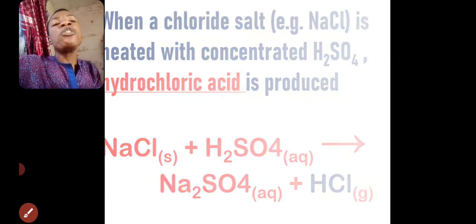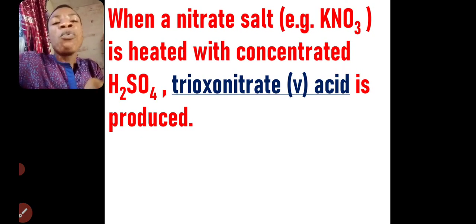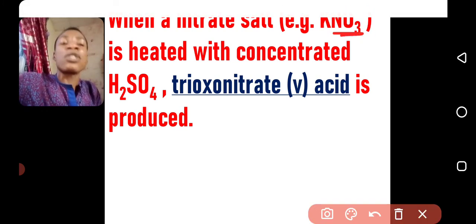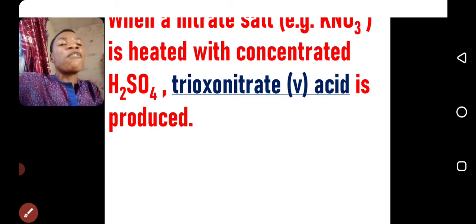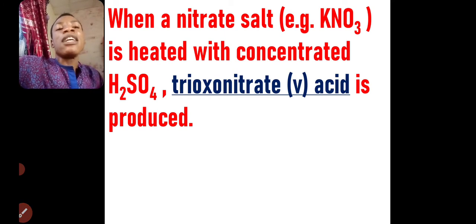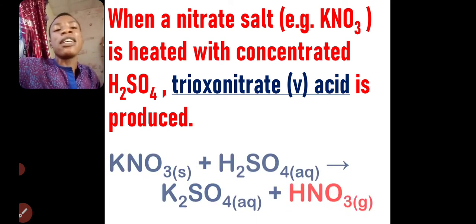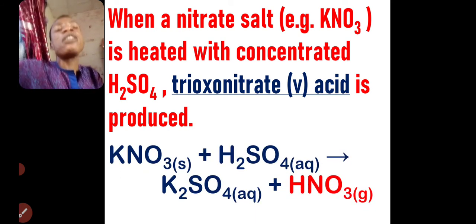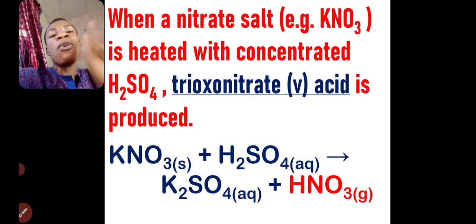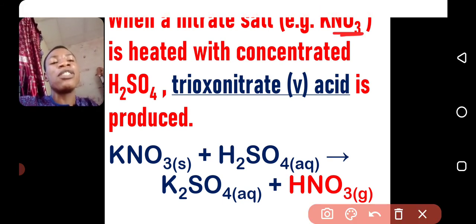If you want to produce HNO3, then you will heat the H2SO4 with a salt that has NO3. You call them nitrate salt. For instance, when you heat H2SO4 with nitrate salt, you are going to form trioxonitrate 5 acid, HNO3. According to that equation, KNO3 plus H2SO4 is going to give you K2SO4 plus HNO3. See the chemistry behind that reaction.